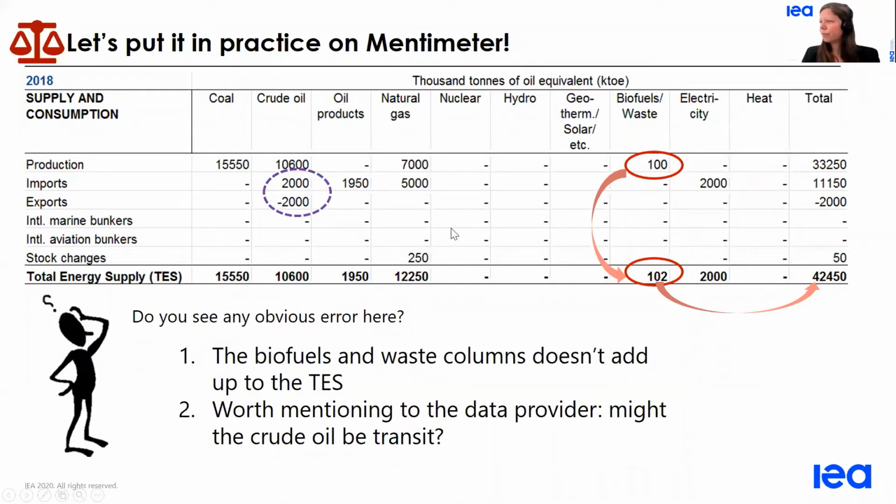And then we have a third point, which I think is missing on my slide here, but you correctly identified it. The stock changes of natural gas with 250 KTOE are wrongly calculated in the total, where we have only 50 KTOE in stock changes. So very nicely done. Congrats and thanks for participating.